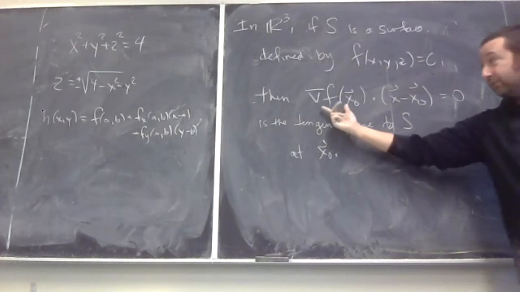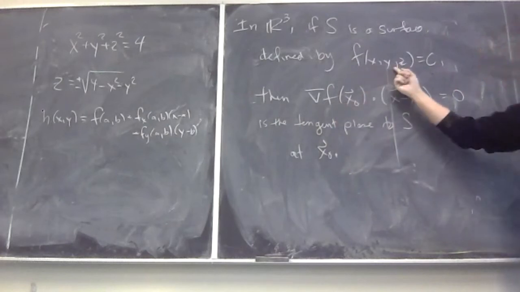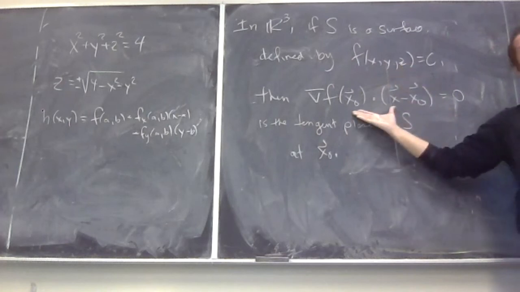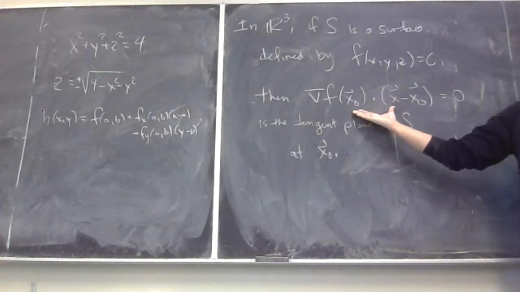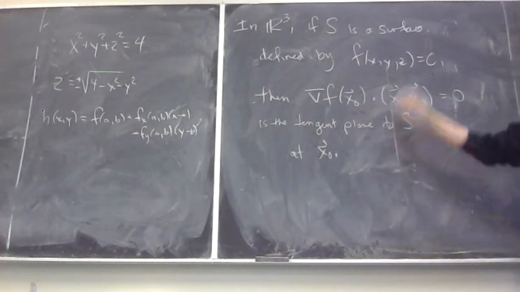So the gradient of a function at x naught, for any point living inside this surface, will be perpendicular to the surface, which means I can use it to generate a tangent plane to the surface. This is a wonderful theorem geometrically. And what it means, you might think, okay, well, so what? So you can do stuff like this.